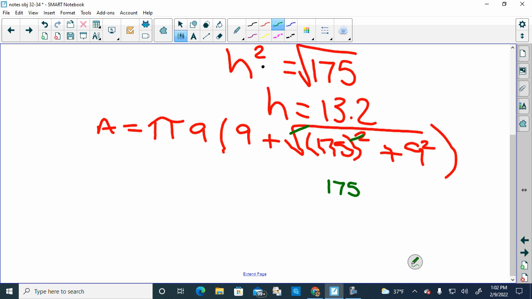Okay, so now we need to square our 9. Okay, so 9 squared would give me 81.